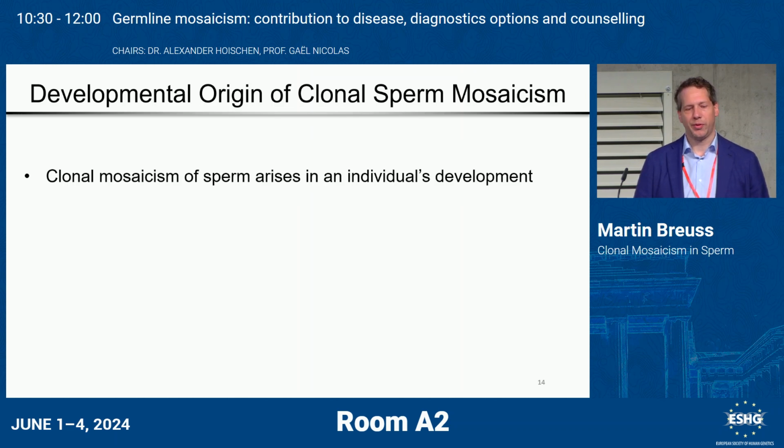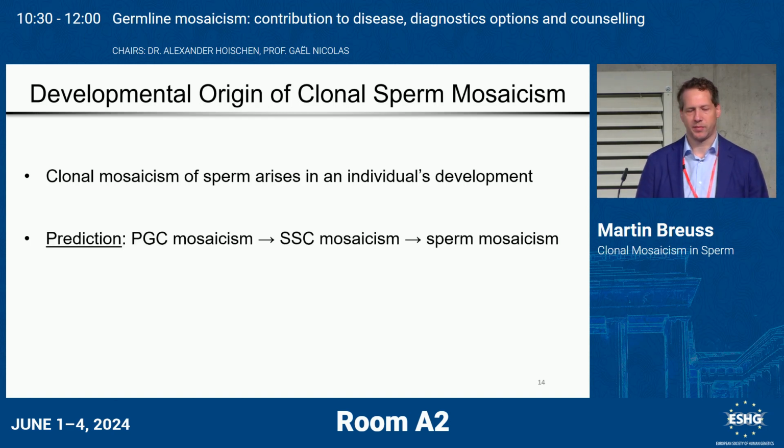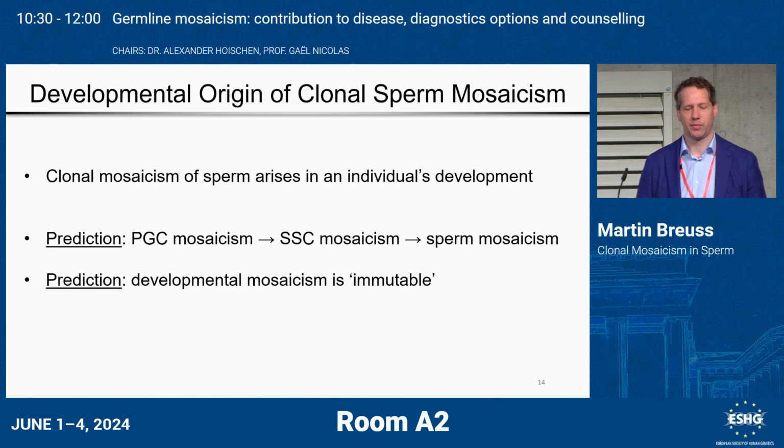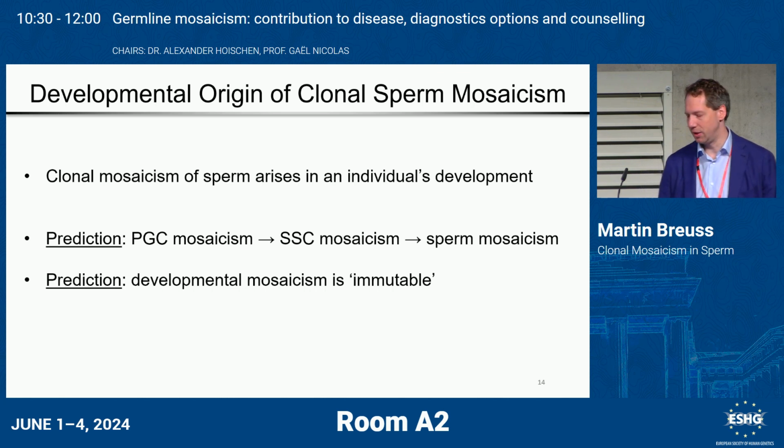So we now think about this as a mutation that arises during an individual's development, and we can make a few predictions based on that. The first one is thinking about it in a linear developmental trajectory. Primordial germ cell mosaicism will result in spermatogonial stem cell mosaicism, which will then be appreciated through our analysis of sperm. Because of the way the niche of the spermatogonial stem cells is set up, this is immutable, so it will not change with age and time.